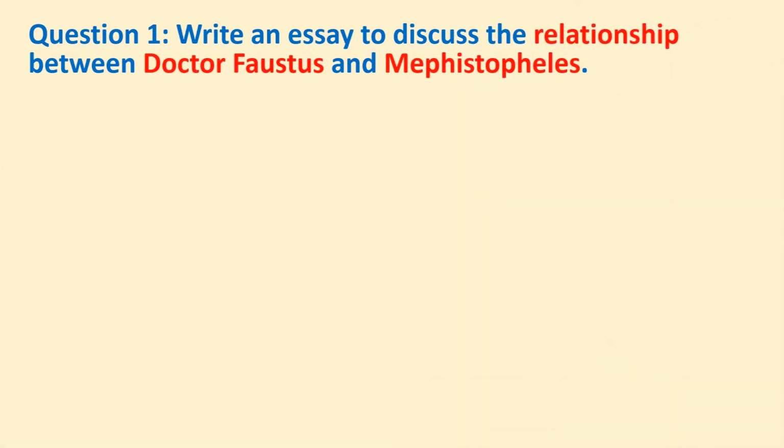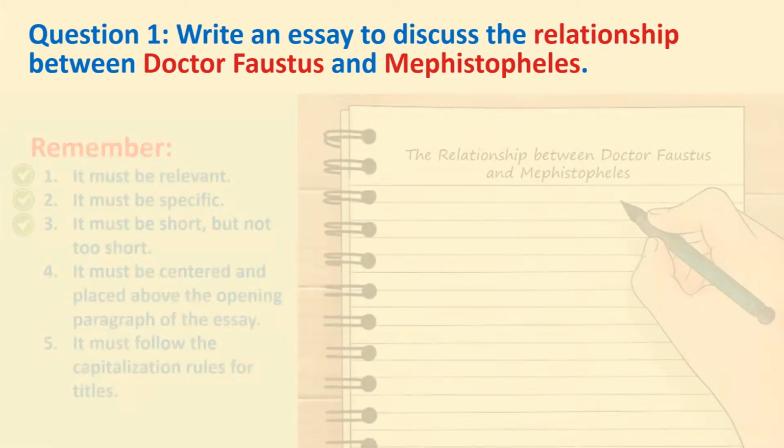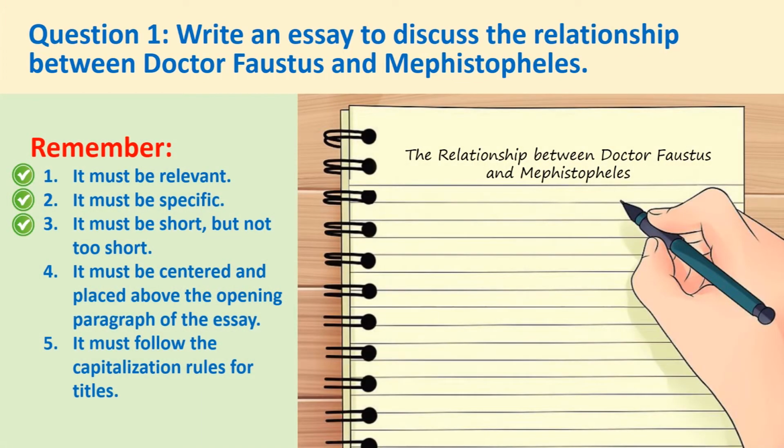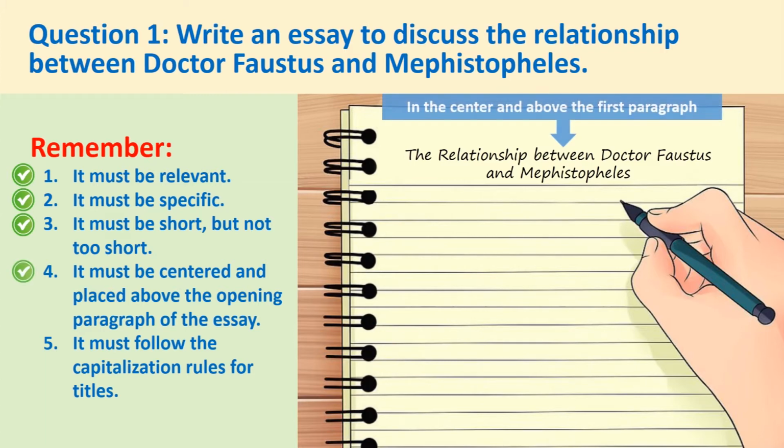The keywords are the names of the two characters the examiner wants us to focus on, and the word relationship. So let's change it to the relationship between Dr. Faustus and Mephistopheles. The question I get asked all the time is, how many words should a good title have? As a rule of thumb, don't use more than 8 words. Notice too that the title is written at the top and centered on the page.